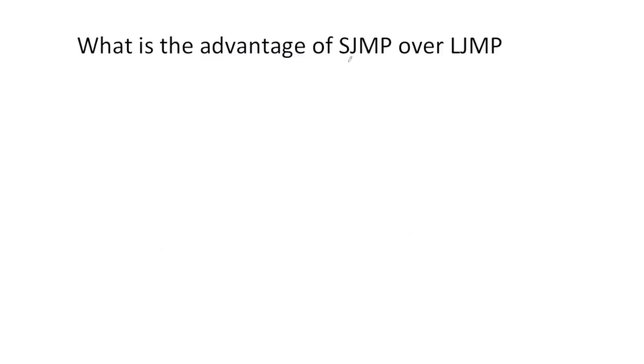Moving on. So what's the advantage of short jump over long jump? Both these instructions allow the program flow to change. Now the difference between the two is that the short jump uses 1 byte of address space, whereas the long jump uses 2 bytes in address space.